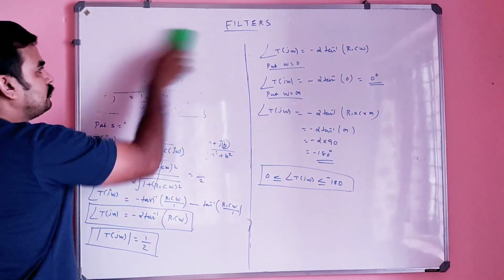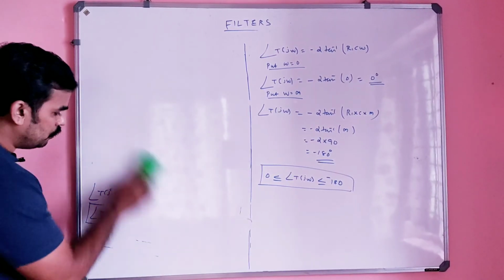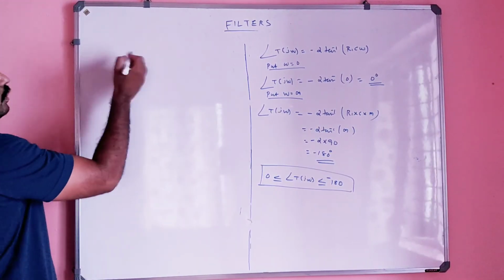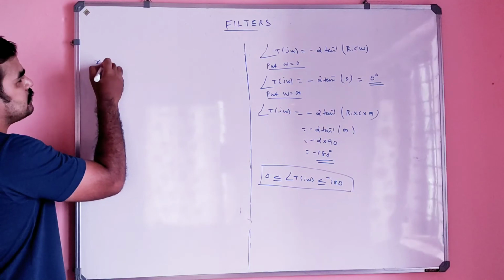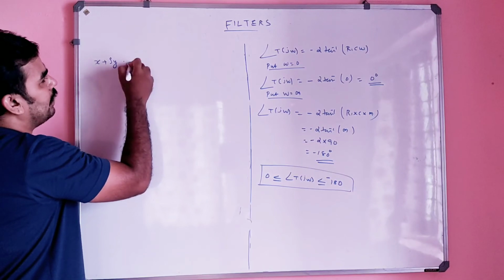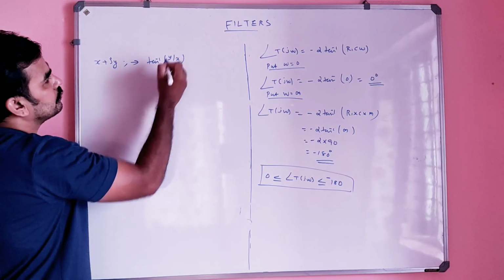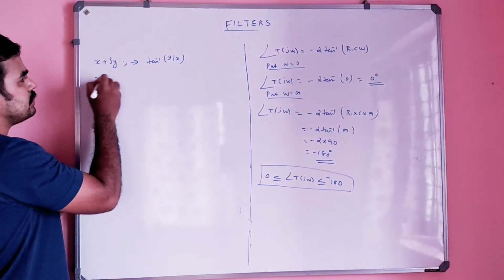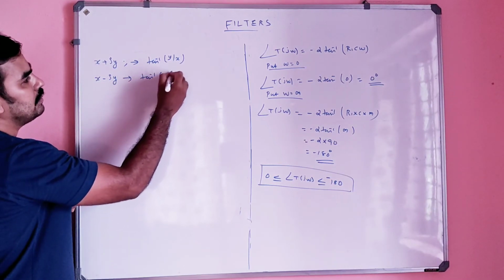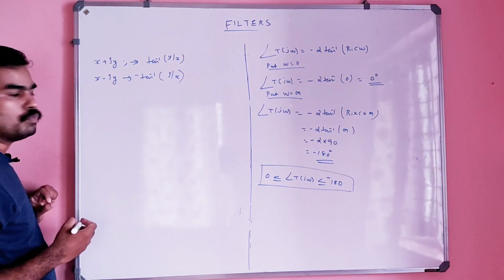One more thing I have to tell you, it's very important while doing calculation. Suppose some complex number is in the form x plus jy, then its angle will be what? Its angle will be tan inverse y by x. Correct. If it is in the form x minus jy, the angle will be tan inverse minus y by x, or simply minus tan inverse y by x.